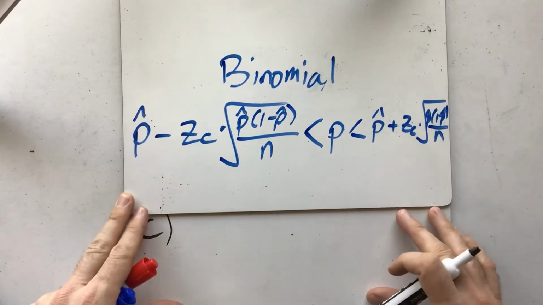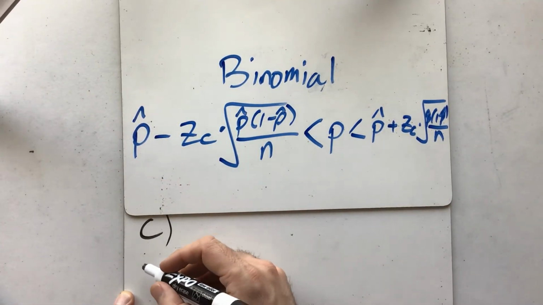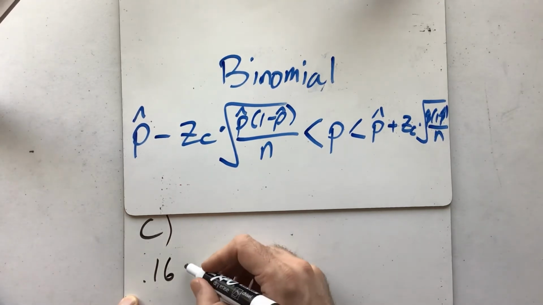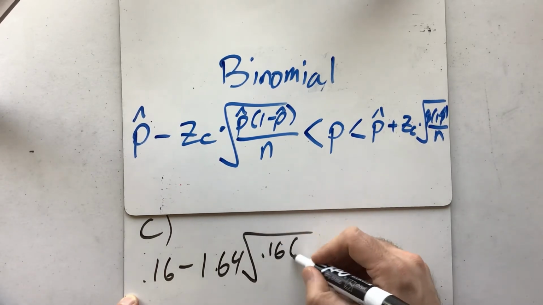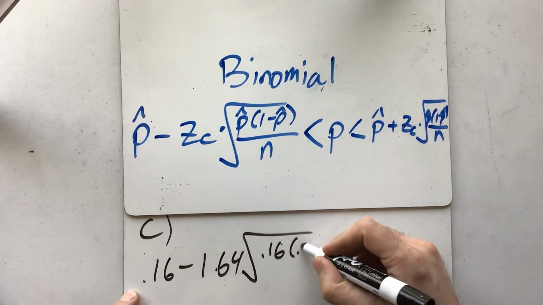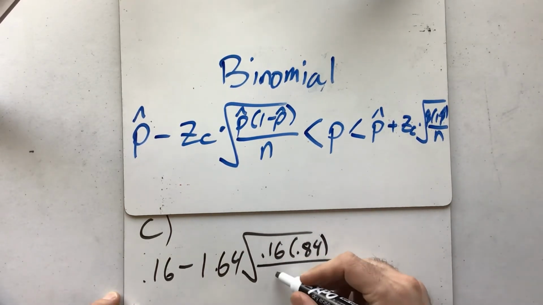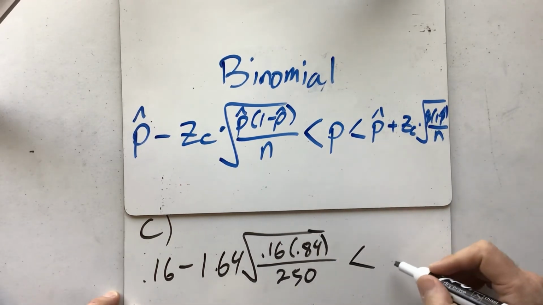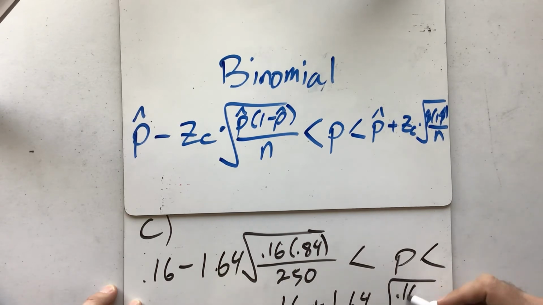Okay, so for part C, we'll just put in our p hat, z_c, and all of our different pieces. So that means we go 0.16 minus 1.64 square root of 0.16 times, and then 1 minus 0.16, I'm just going to put 0.84. Notice those two add up to 1. So those two numbers divided by 250, and then is less than p, and I'm going to move to the next line, is less than 0.16 plus 1.64 times the square root of 0.16 times 0.84 over 250.